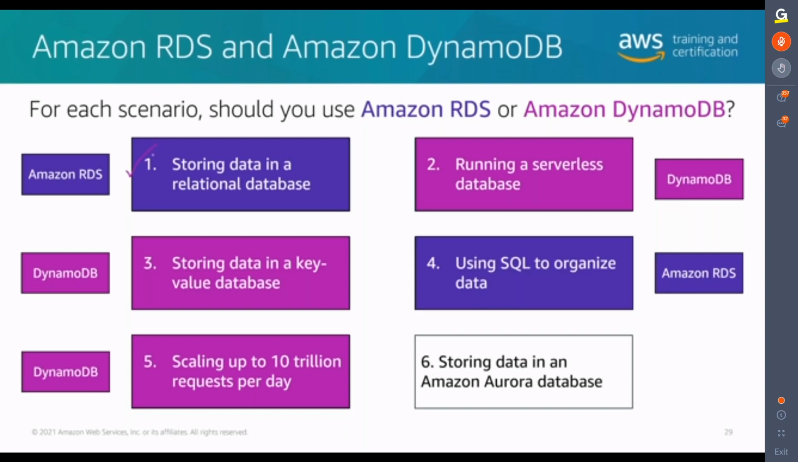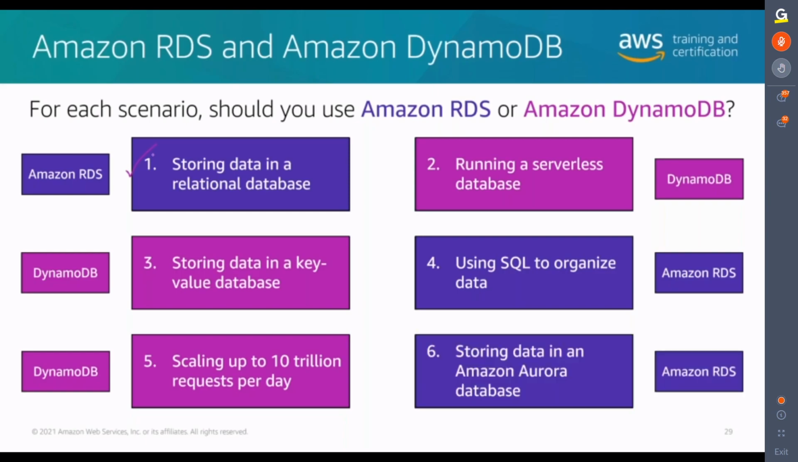And then lastly, which one is Aurora considered? Is Aurora one of the RDS services, one of the RDS engines, or is it part of DynamoDB? Where does Aurora fit? So number 6 here, storing data in an Aurora database. Yeah, that's part of RDS. It's one of the engines at RDS. Good job. All right, well done.